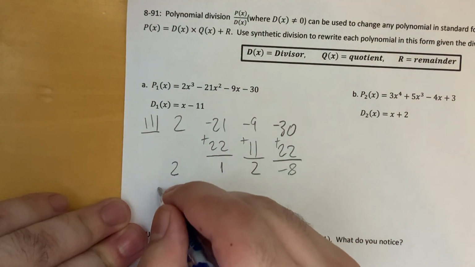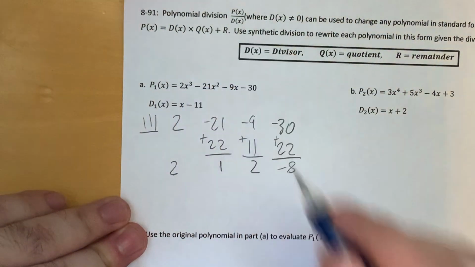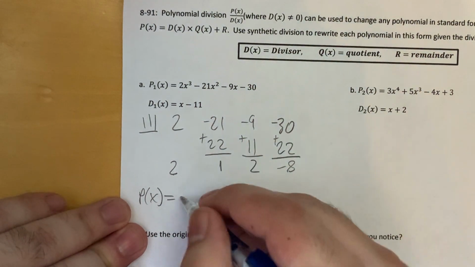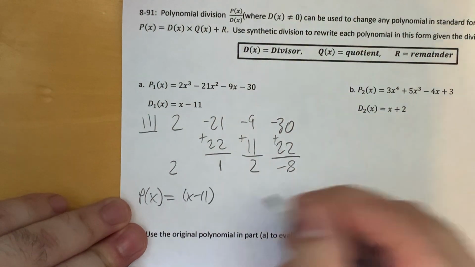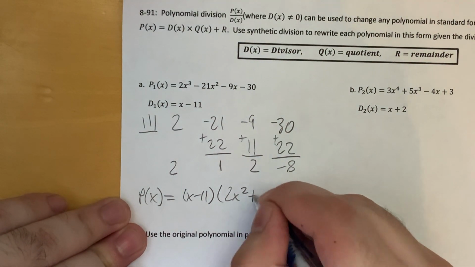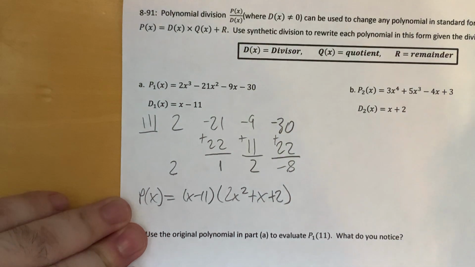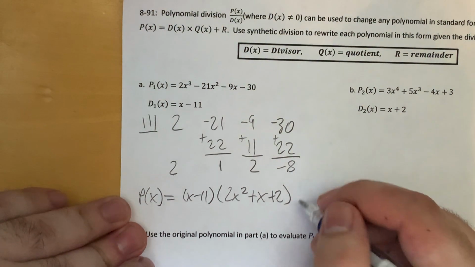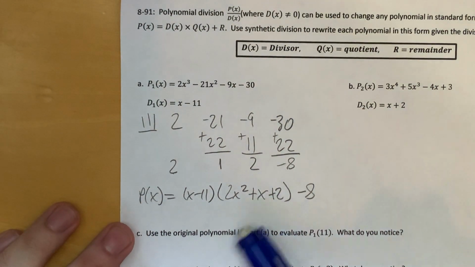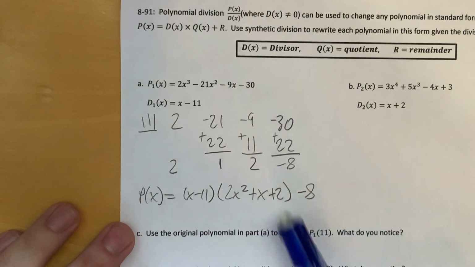So our new function in this format, so let's do it: P of x equals (x minus 11) times (2x squared plus x plus 2). Well, what do we do with the 8? Leave it out here. This is standard form for a polynomial function.